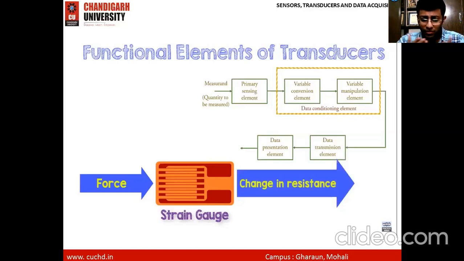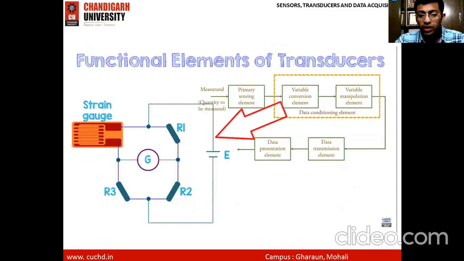We want to measure the input quantity, that is force, but there is no parameter to be able to measure this change in resistance directly. So what will we do? Here comes the second part, that is the variable conversion element. The variable conversion element will try to convert the output from the strain gauge into a form that is electrical in nature. How will that be done? It will employ a certain kind of circuitry. As you can see in this block diagram, the strain gauge is connected in one of the arms of a Wheatstone bridge circuit.